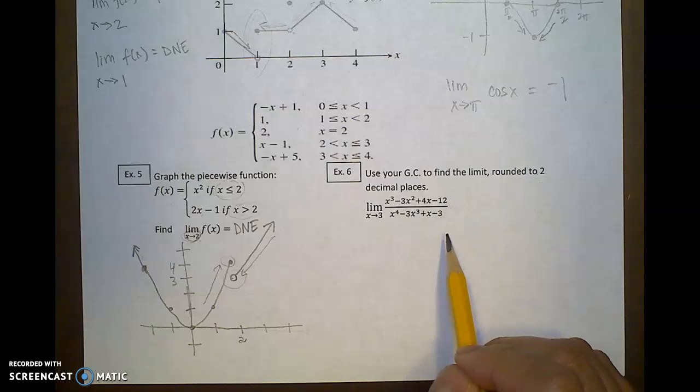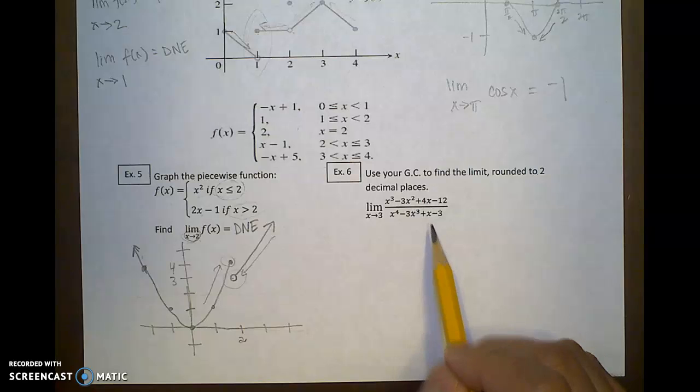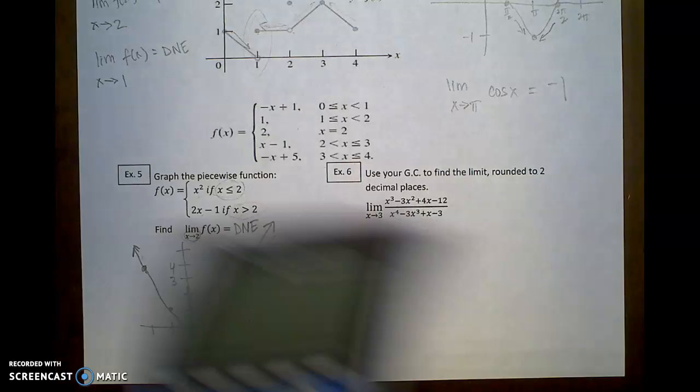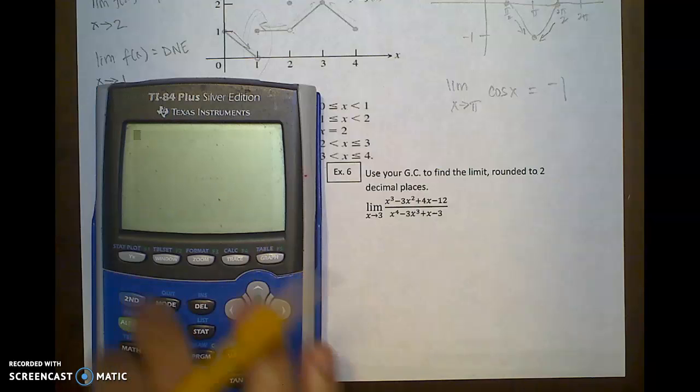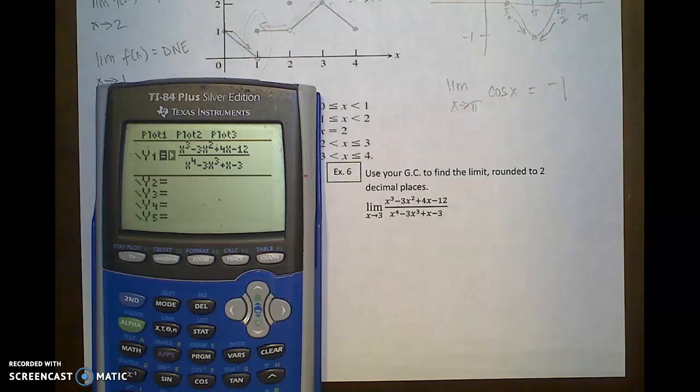Okay, so this was kind of a little bit of an issue when I was grading your homework from last week. I want you to include the table in your work. So again, it's all coming from your calculator. You want to find the limit of this function as x approaches 3. So you're going to go to your calculator and enter that function in your y equals. I'm going to give you some time to do that. You can pause the video to enter that in your calculator.